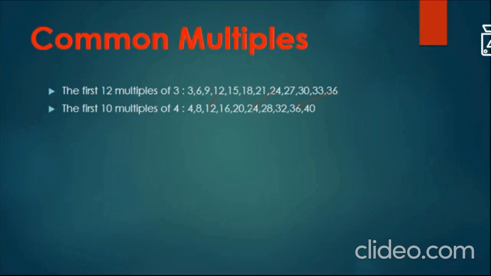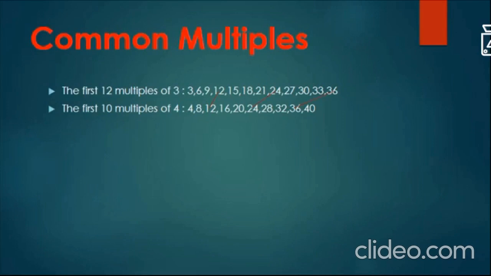So 12, 24 and 36. These are the multiples which are in the multiplication table of 3 and 4. That means these are the multiples of 3 as well as 4. So these are called common multiples. We can see common multiples of more than 2 numbers.